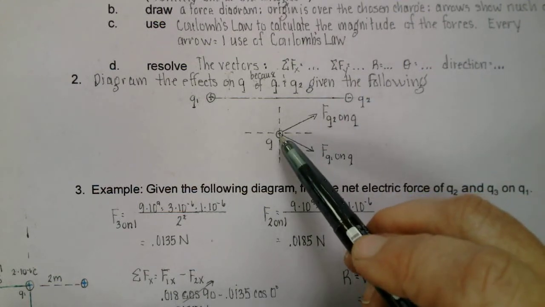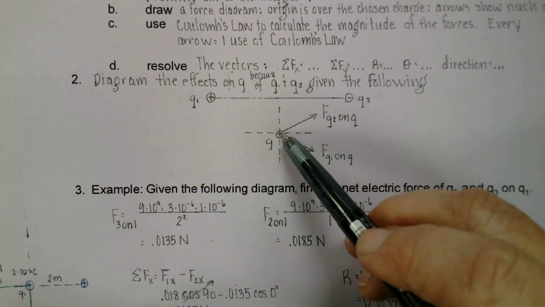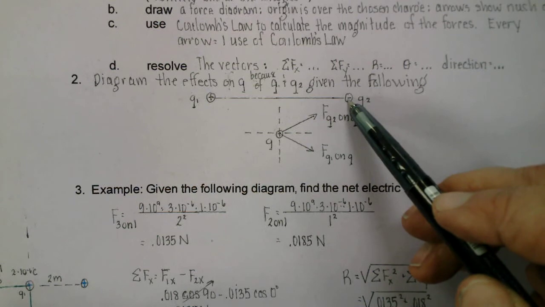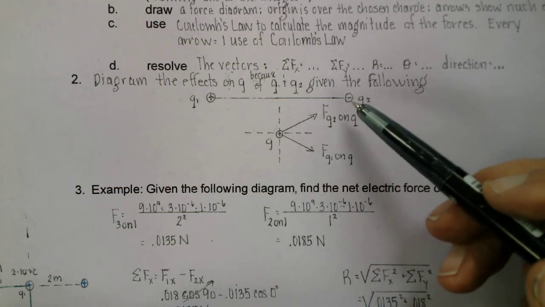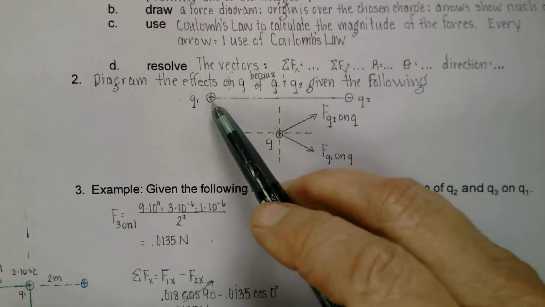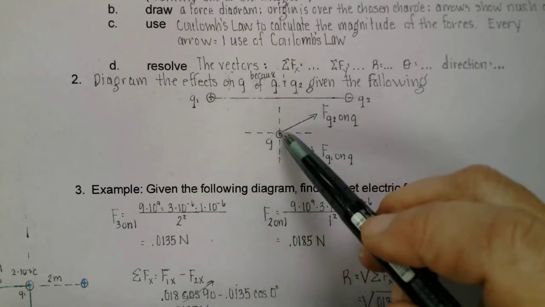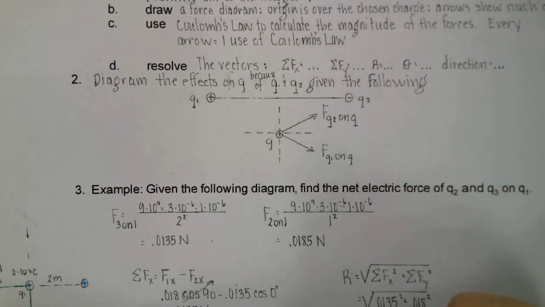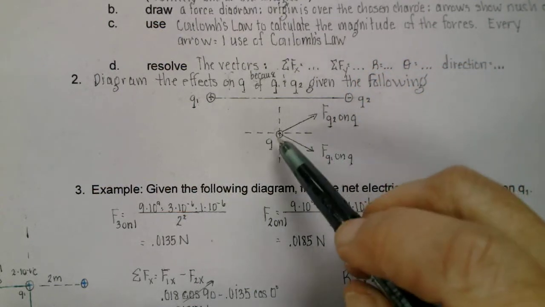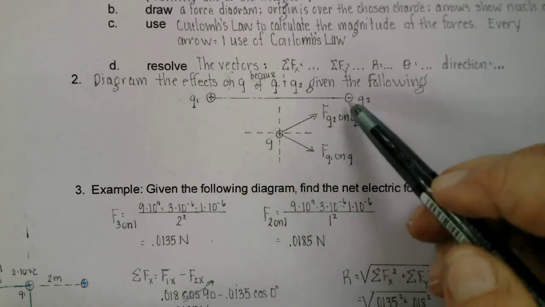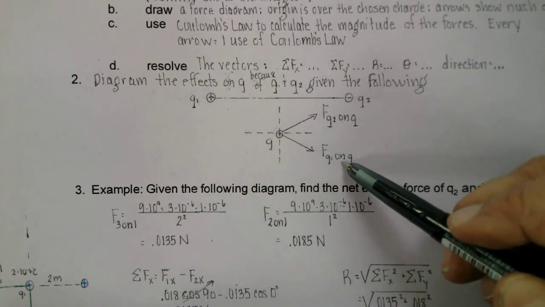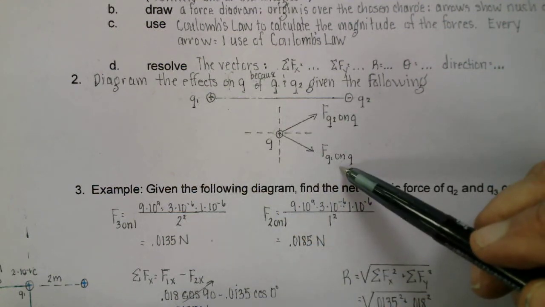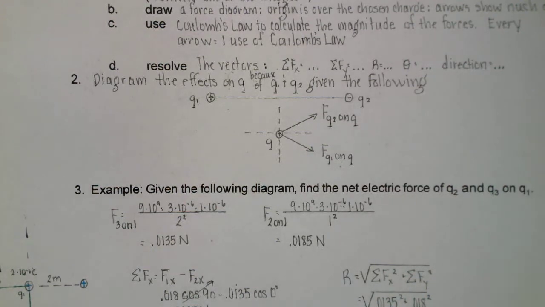So Q1 is positive, Q2 is negative. Q1 is going to be pulled towards Q2, so I put my arrow in that direction. Q1 is positive, so is Q3. So Q1 isn't going to go up towards Q3, it's going to be pushed away from Q3. So these are the two forces on Q1, because of Q2 and because of Q3. I'm sorry, let me say that again. Because of Q2 and because of Q1. That's just how you draw the diagram.